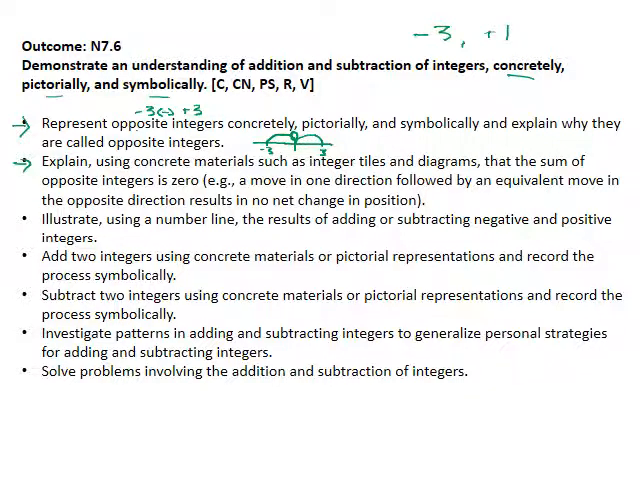Explain integer tiles, so we were just talking about those algebra tiles or diagrams. The sum of opposite integers is 0. So if we have 3 negatives plus 3 positives, we end up with that 0. There's no net change in position. Illustrate using a number line the result of adding or subtracting negative and positive integers. Adding two integers using some object or some picture. Record the process with math symbols using your pluses and your minuses.